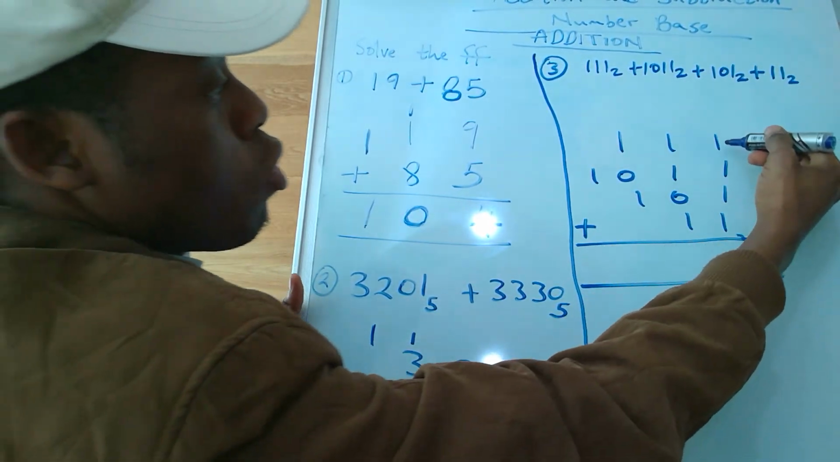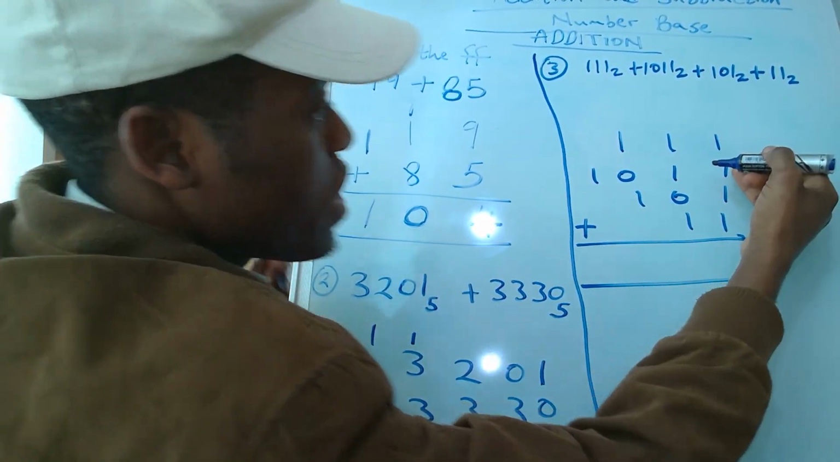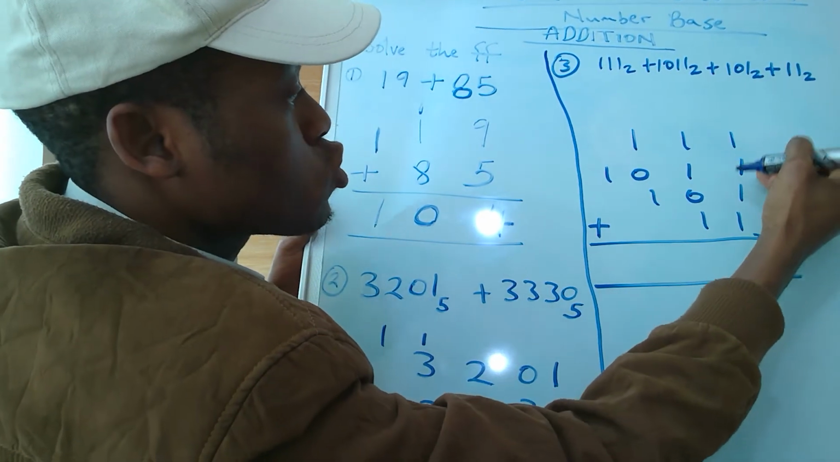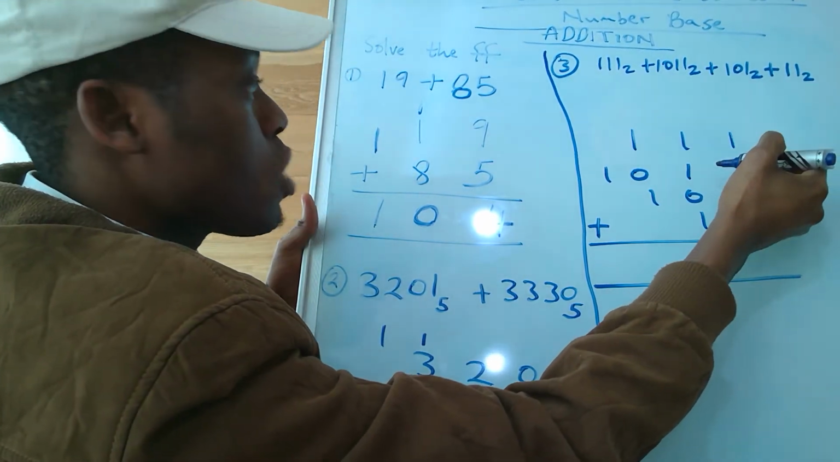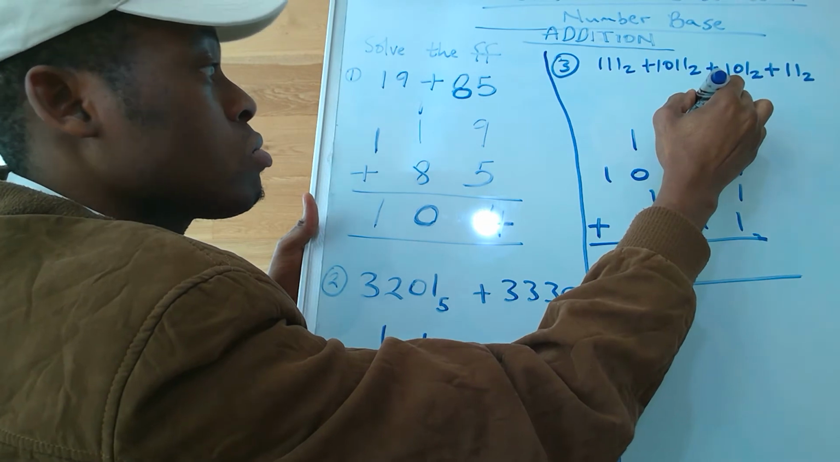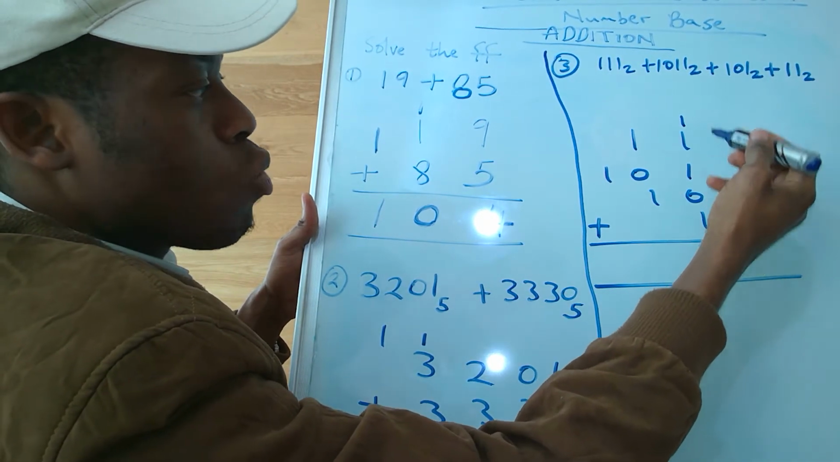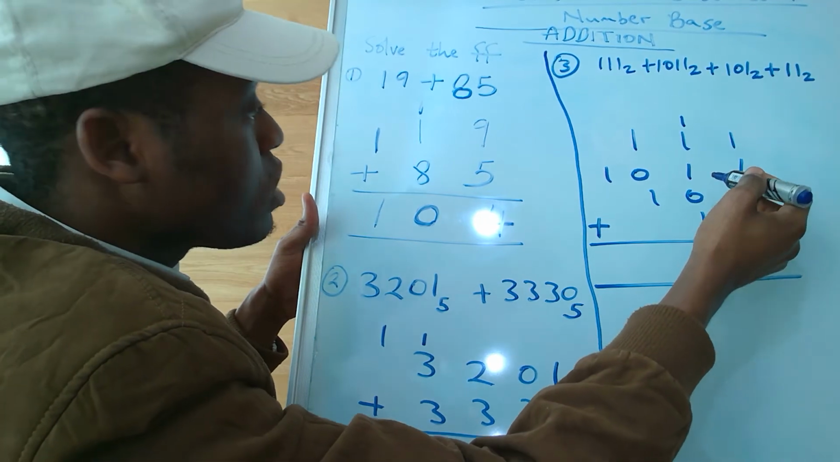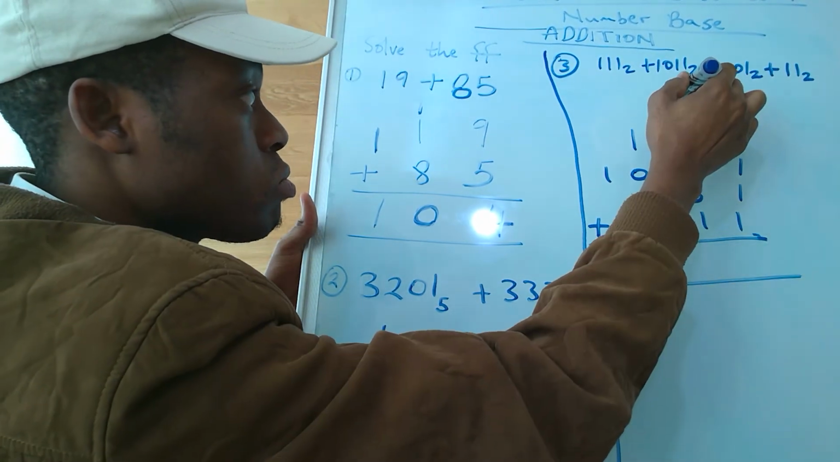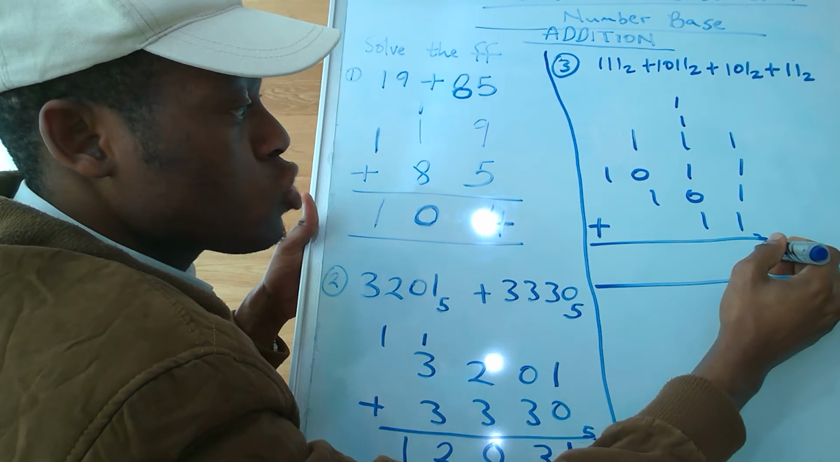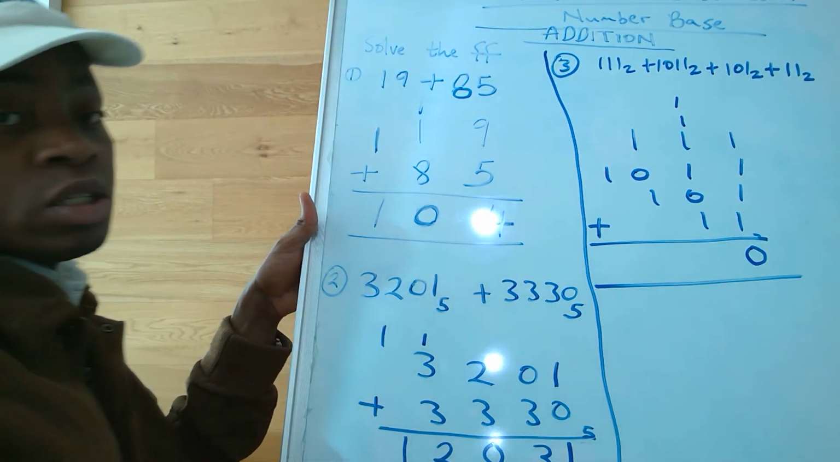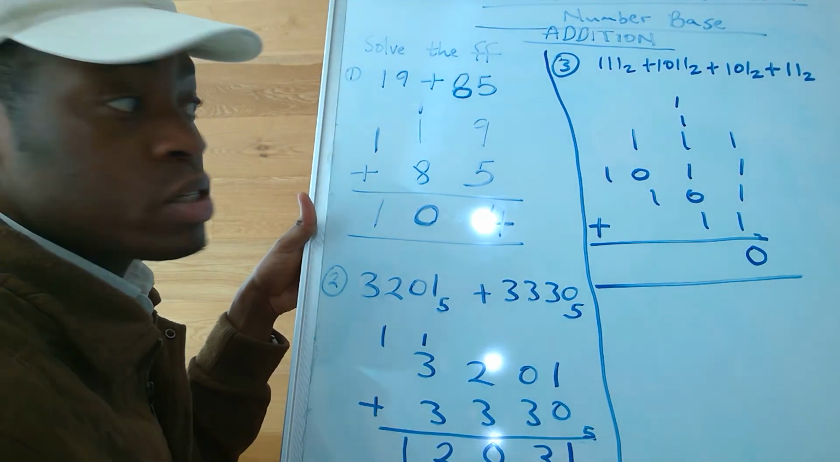Now look at it. 1 plus 1 is 2 already here. The 2 will turn to 0 and add 1 here. 0 plus 1, 1. 1 plus 1, 2 again. The 2 will turn to 0 and add 1 here. Nothing to add again. So the answer here is 0. That is it.